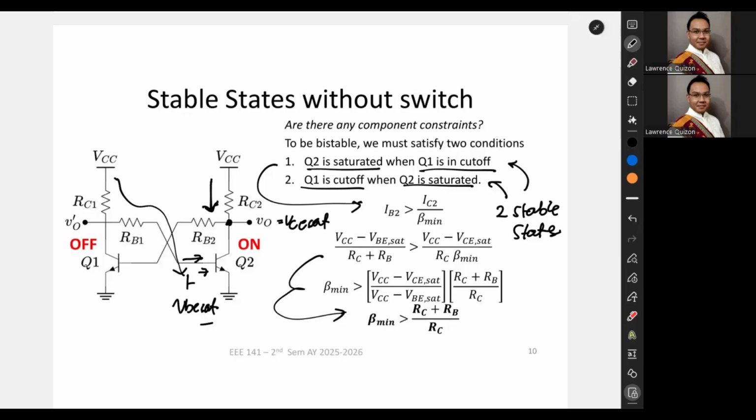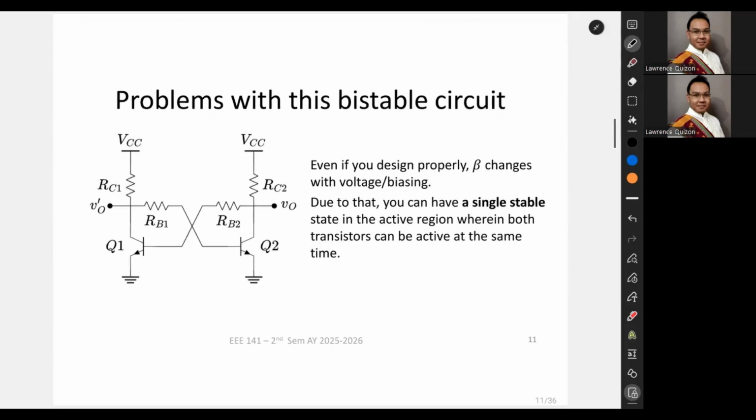So this means that the higher you choose RB to be, the higher beta has to be, right? If RB was 100 times RC, then the beta min is 100, and so on and so forth, no? Additionally, there are also some problems with this bistable circuit. For example, even if you design this properly, beta can change with voltage or biasing.